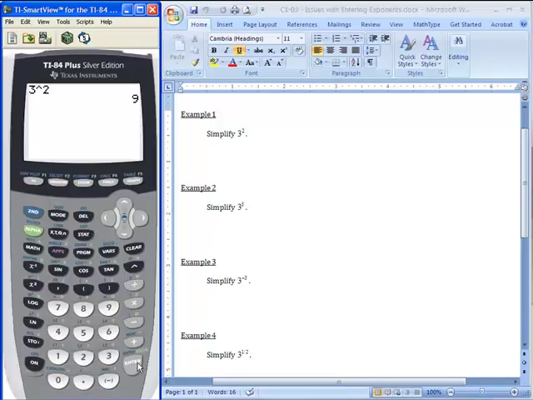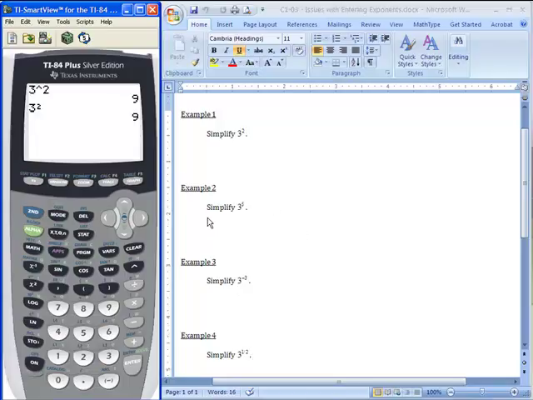Now when the power is specifically 2, or the square, we do have a shortcut key. We also could have pressed 3, and then on the left hand side of the calculator we could have used the x squared key, which is a shortcut to get a power of 2, and enter. And that also gives us 9. So that just saves a keystroke and unclutters the screen when things are a little bit more complicated.